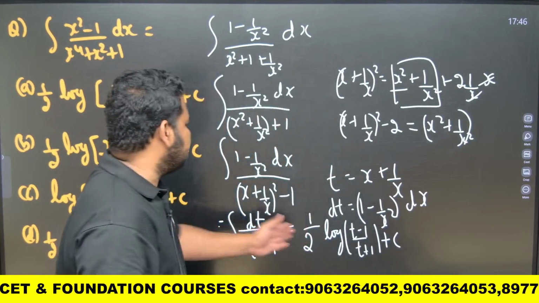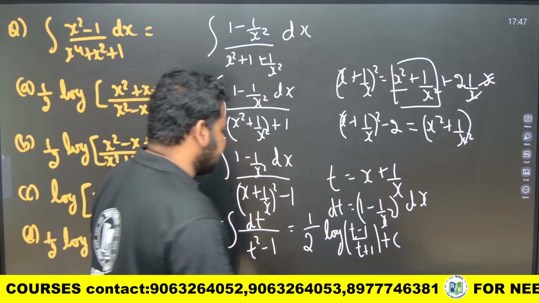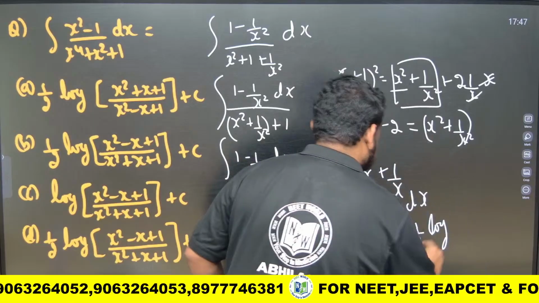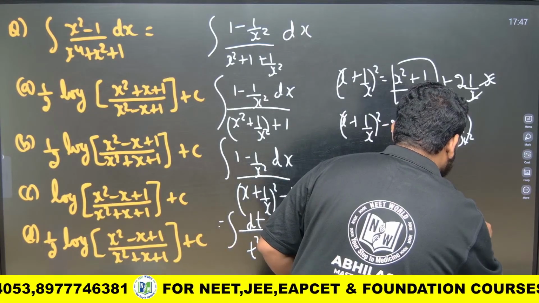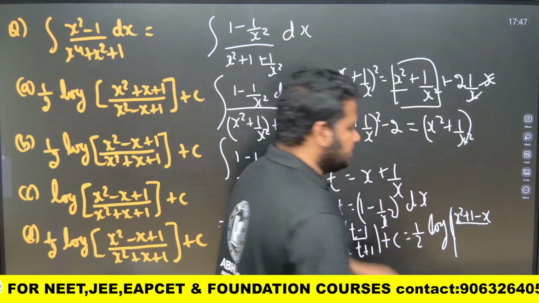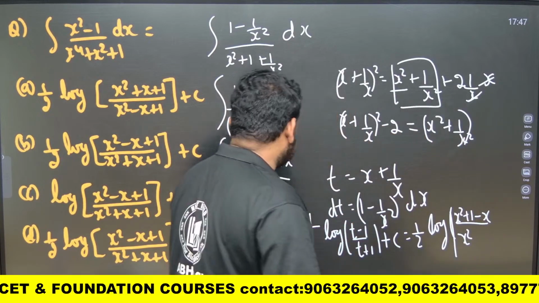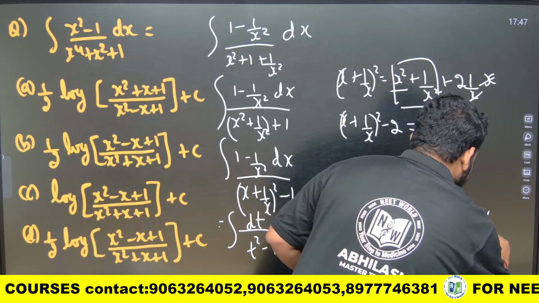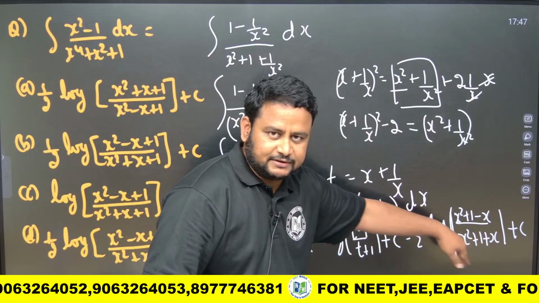Now t is equal to x plus 1 by x. If I put the value, I get 1 by 2 log of (x plus 1 by x minus 1) by (x plus 1 by x plus 1). Taking the LCM, the numerator becomes (x square plus 1 minus x) by x, and the denominator becomes (x square plus 1 plus x) by x. The x in the denominator cancels, and I ultimately get this.